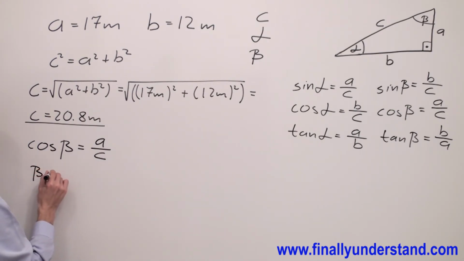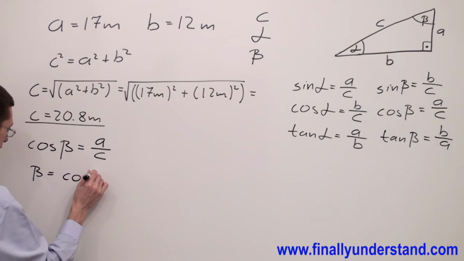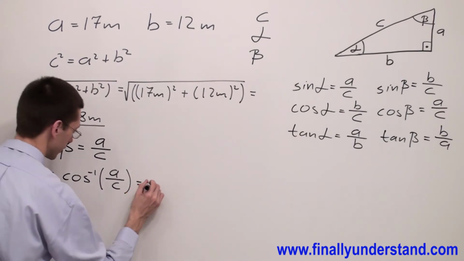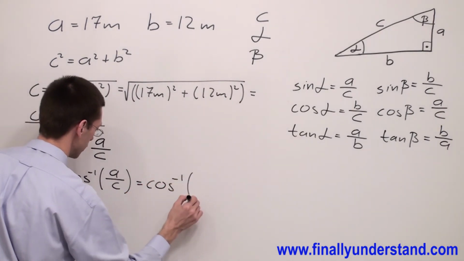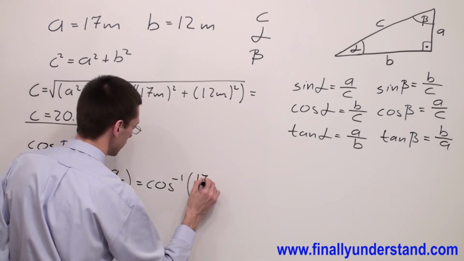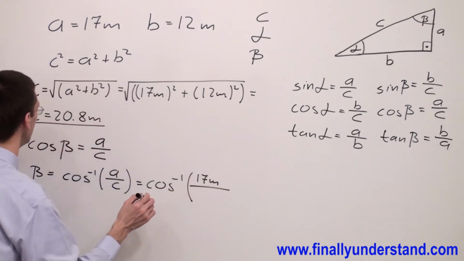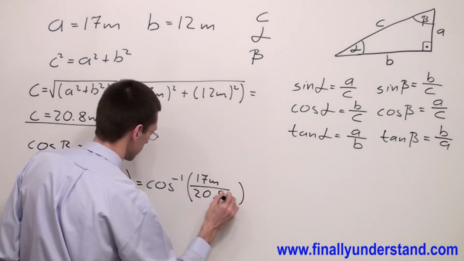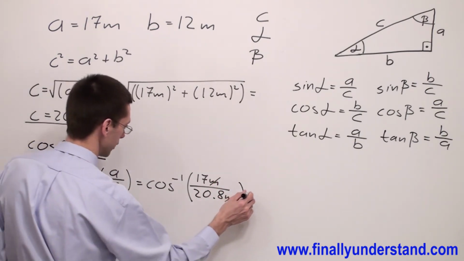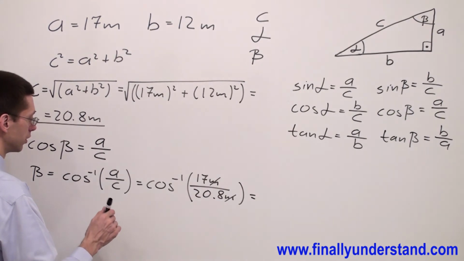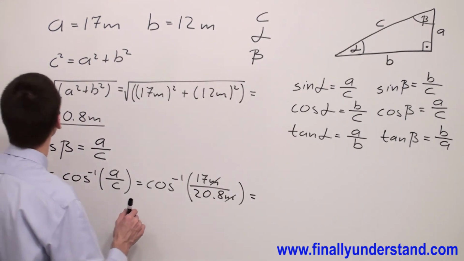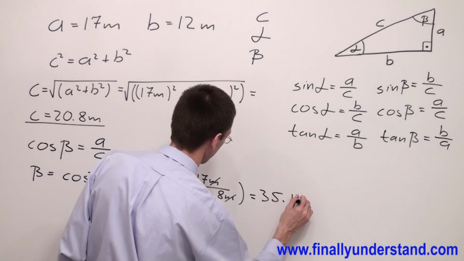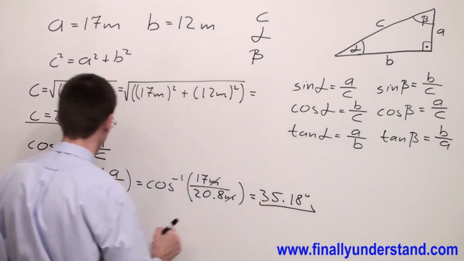So I have beta is equal to inverse cosine of A over C. And this is equal to cosine inverse. We have A, 17 meters, over C, which is equal to 20.8 meters. Meter and meter will cancel out. And if you plug in this expression into the calculator, you're supposed to obtain 35.18 degrees. And this is my angle beta.